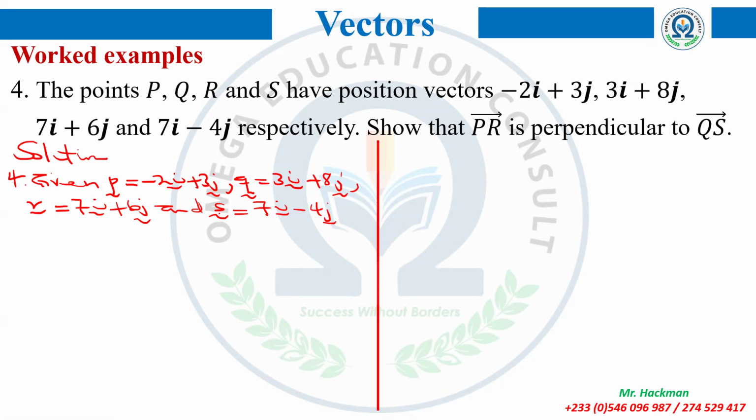So at this point, we need to show that vector PR is perpendicular to vector QS. So I can write: show, underline, don't forget, the vector PR to be perpendicular to the vector QS. We know the dot product of the two vectors should give us 0. So PR vector dot QS vector should be equal to 0. Is my point well made?